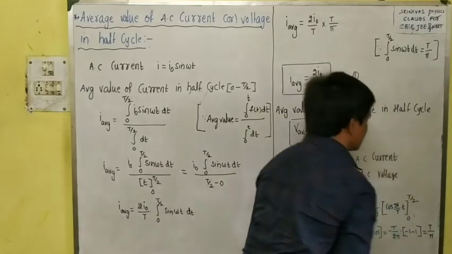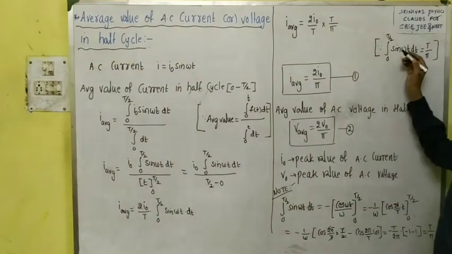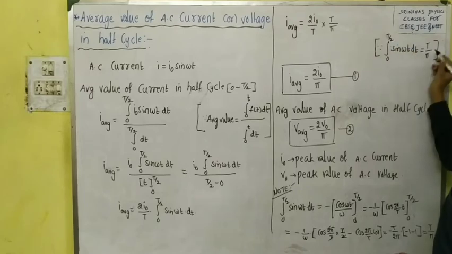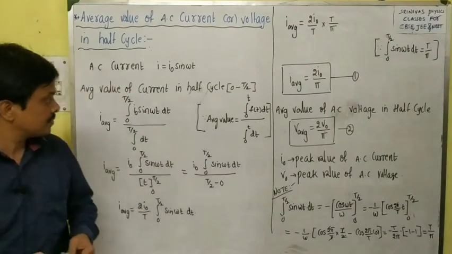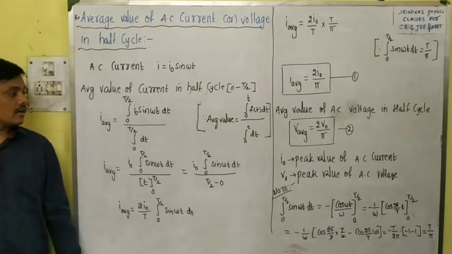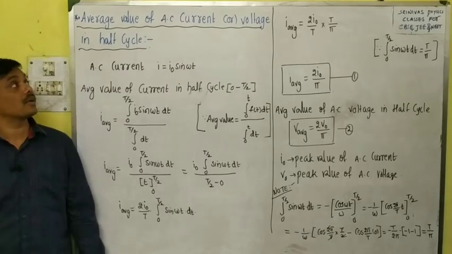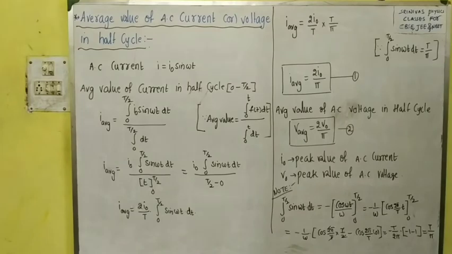So this is how to calculate it. It was very simple for the mathematics. And for the PCB students you can remember directly: if 0 to T is there, then 0 you will get. If 0 to T by 2 is there, then T by pi. You can remember like that. This is about average value of current in half cycle. Take the screenshot and note every point.